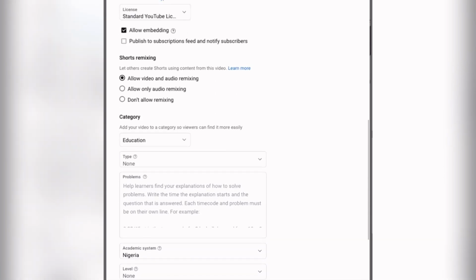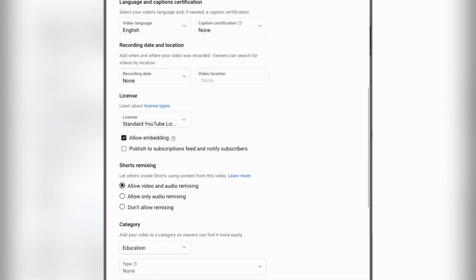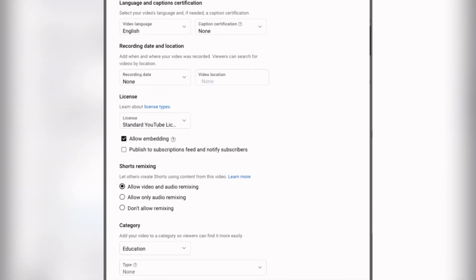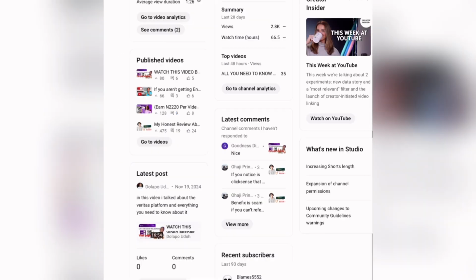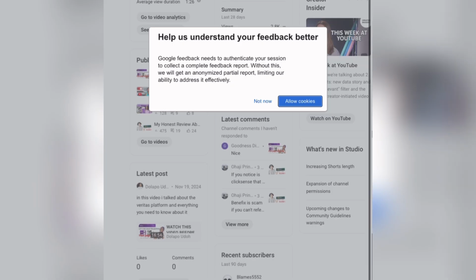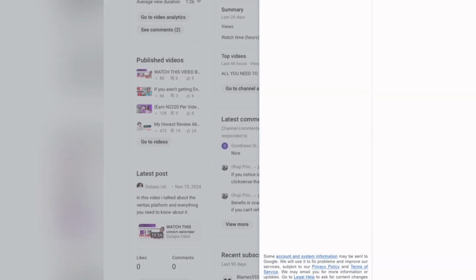Now this setting can only be changed while uploading. You cannot do it after uploading. I don't know if you are getting what I'm saying. You cannot do it after uploading, so not now. This is the setting.